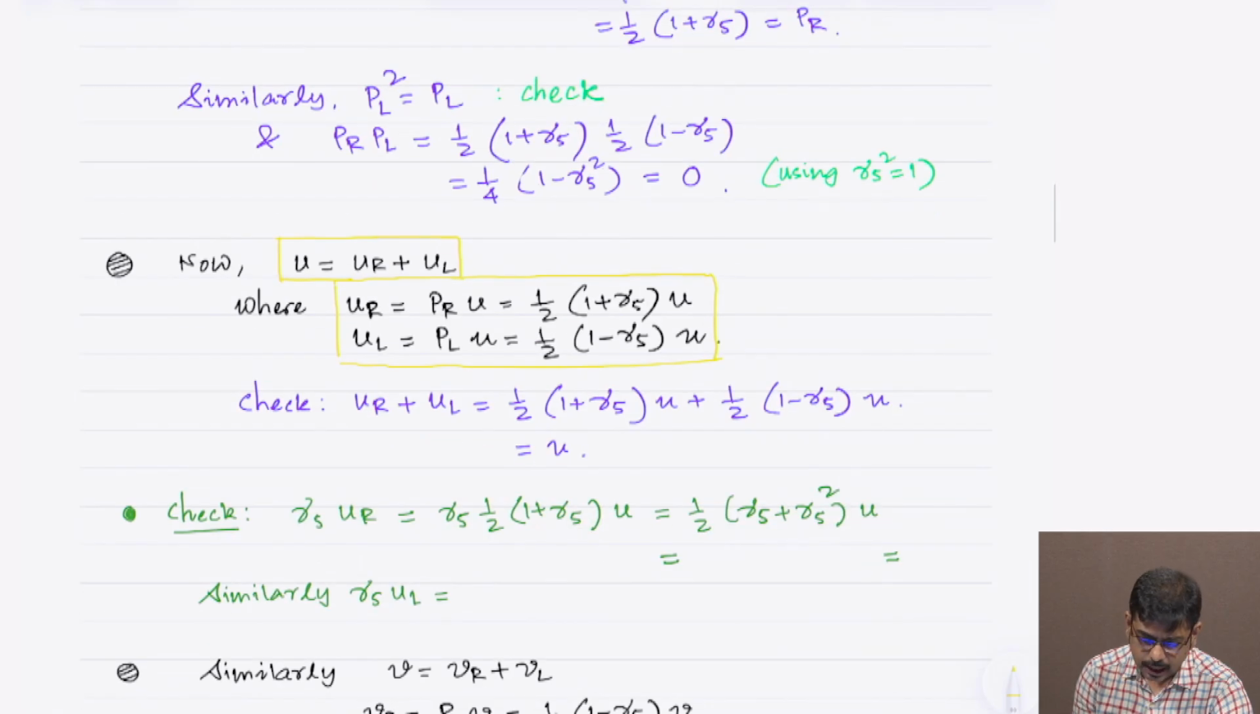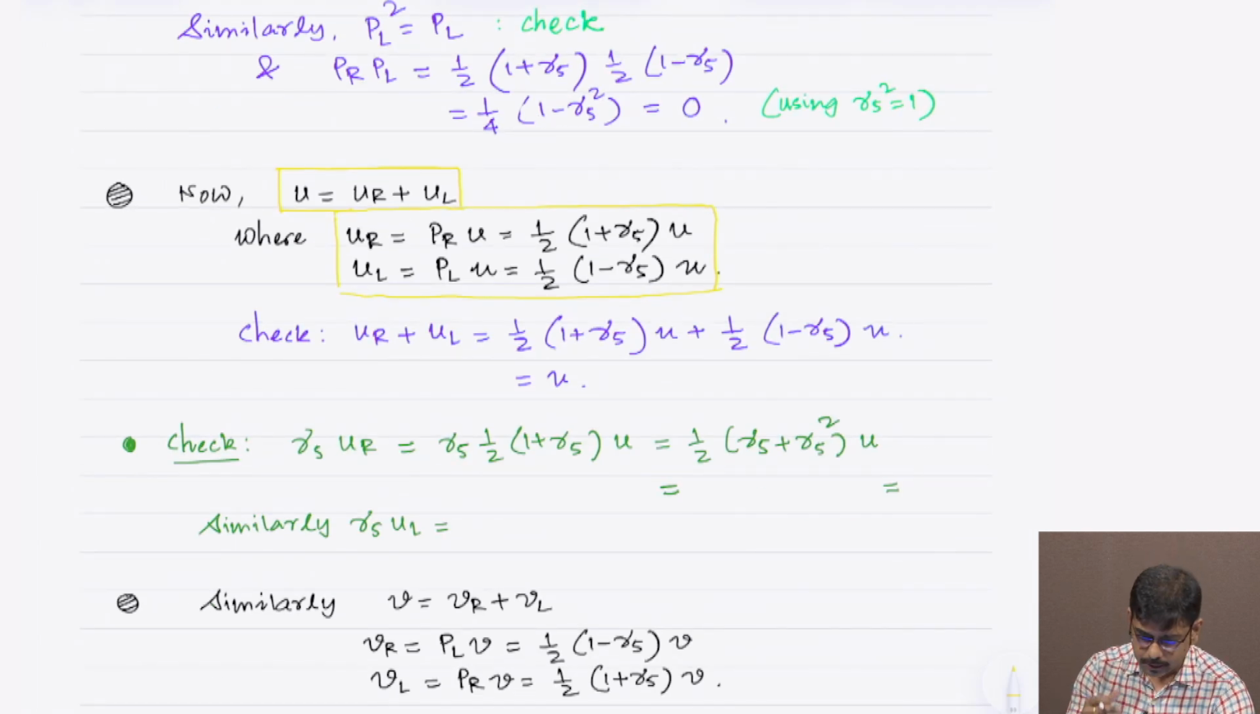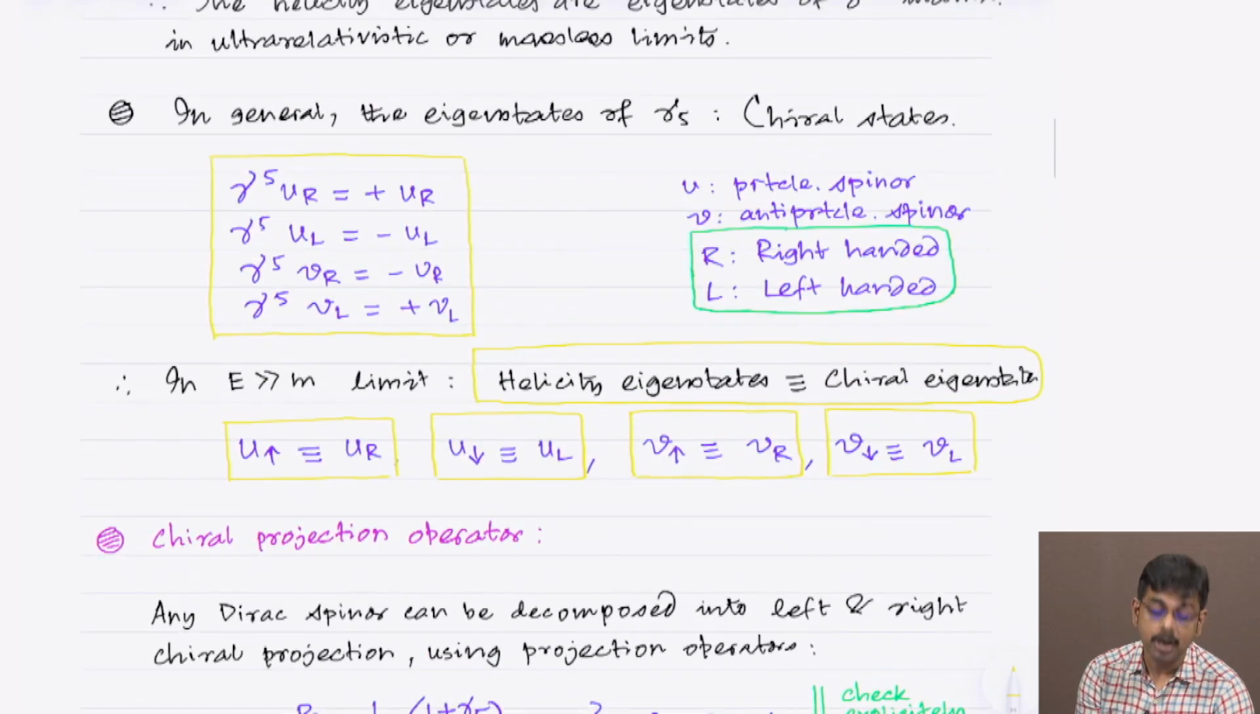And you can quickly check that UR plus UL, which is half into 1 plus gamma 5 U plus half into 1 minus gamma 5 U, is always equal to U. So, you can always split it into two parts. The second thing that you check is that with this definition of UR and UL, whether you are adhering to your original definition of UR being an eigenstate of gamma 5 with the eigenvalue of plus 1 unit.